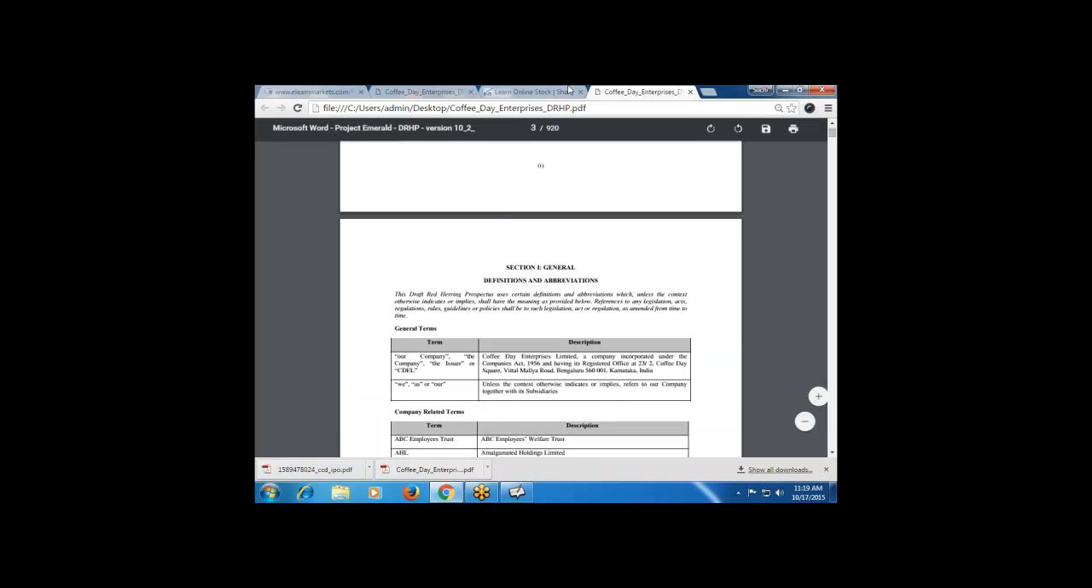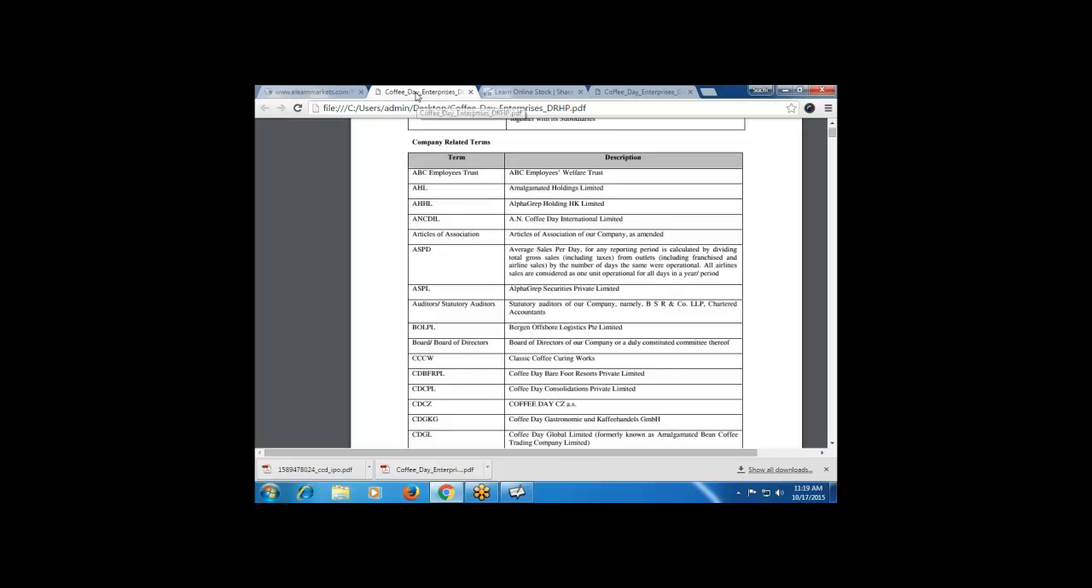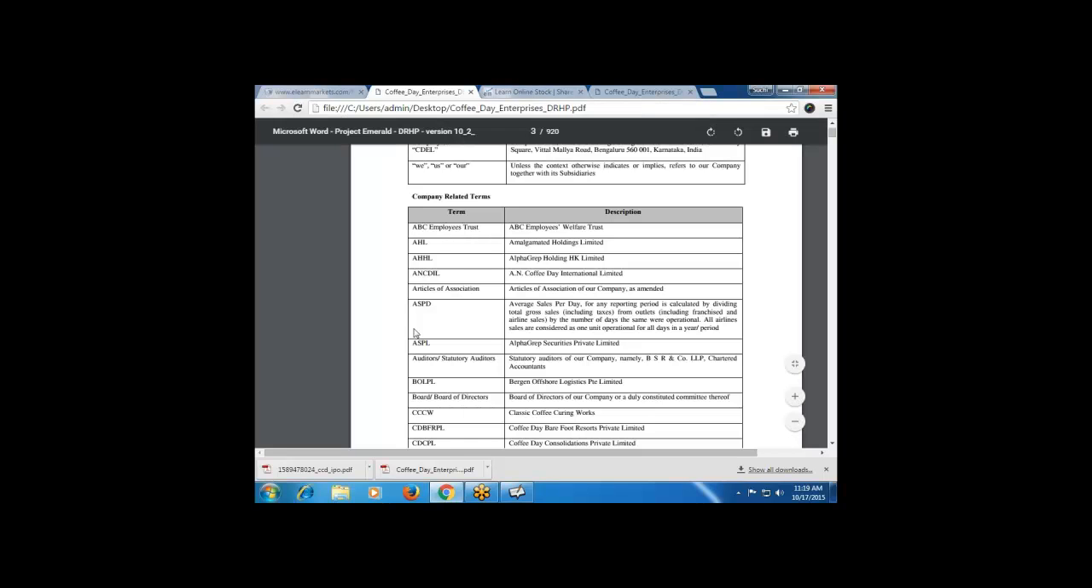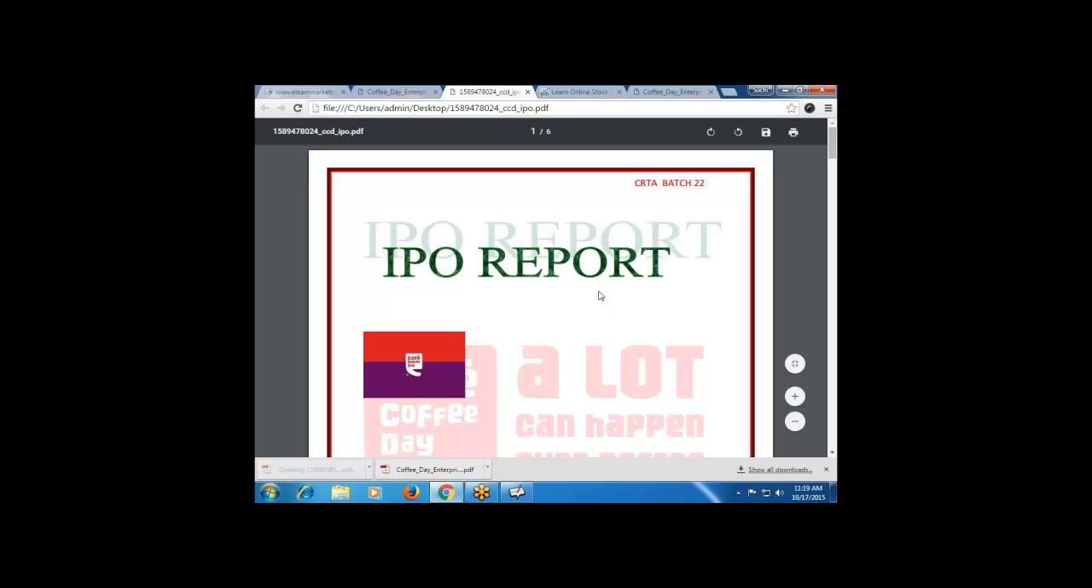We also have a report prepared by the internal students of Credit Academy of the CRTA batch. They have prepared a report on the CCD IPO, which you can look at on the eLearn Markets website, under IPO as a case study. It is uploaded there. They created this report after going through the RHP in detail, so you can go through it and form a view on the IPO.